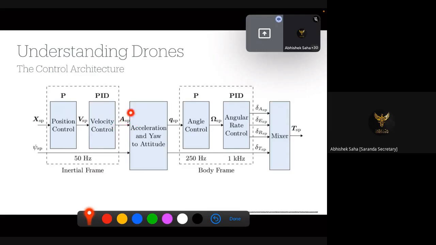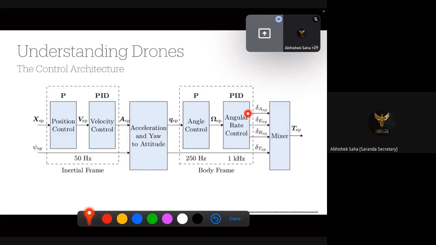So this acceleration set point and the heading set point together go into the attitude command. These eventually generate the quaternion set point, which is the attitude set point, which goes to the angle control, which is again a P controller that gives me the angular rate set point, which is the angular velocity set point, which again goes to the angular rate controller, which is again a PID. So you notice the structure is the same here. You have position and then velocity, you have angle and then angular rate control.